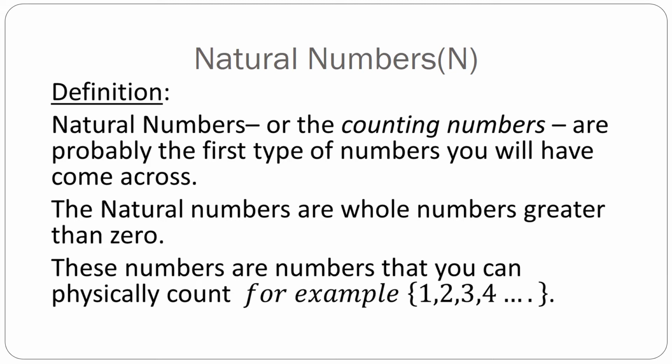Natural numbers. Natural numbers are counting numbers, and they're usually the first type of numbers you would come across. Natural numbers are whole numbers that are greater than 0. These numbers are numbers that you can physically count. For example, 1, 2, 3, 4, and so on.